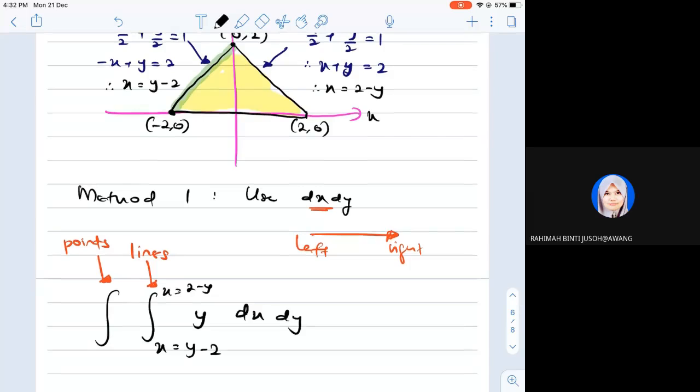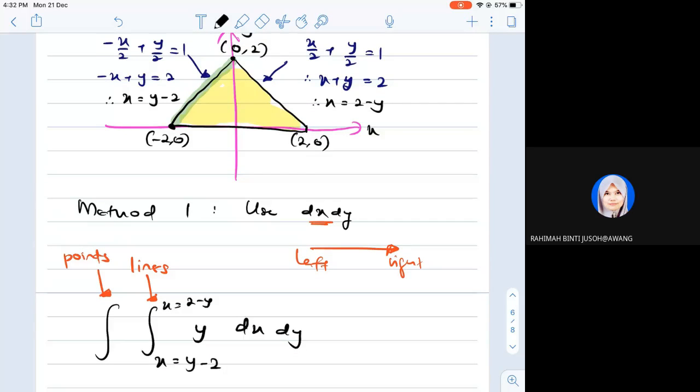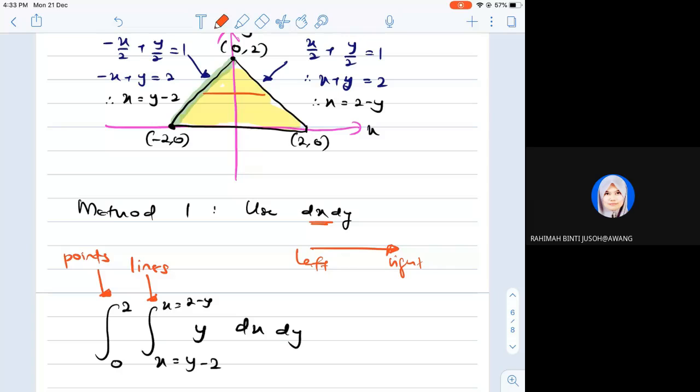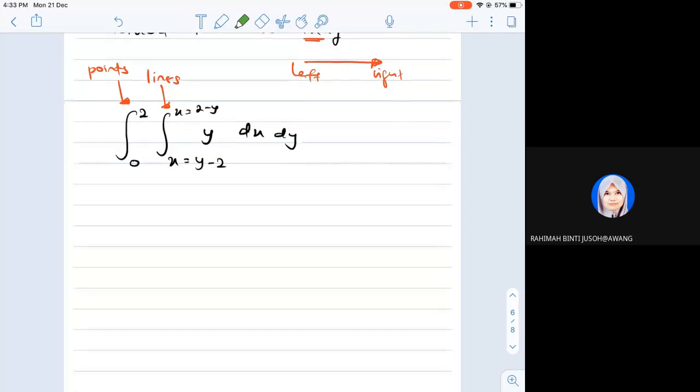Now the points of y are from 0 to 2. Yes, 0 until 2. So this is how we solve by using dx dy, from the left line until the right line, left to right. That is the first method. Second method, method 2.